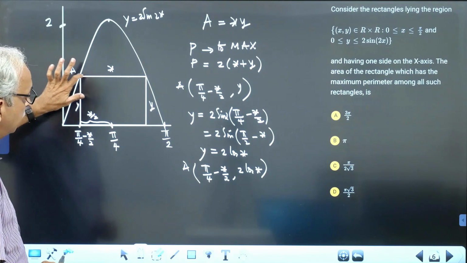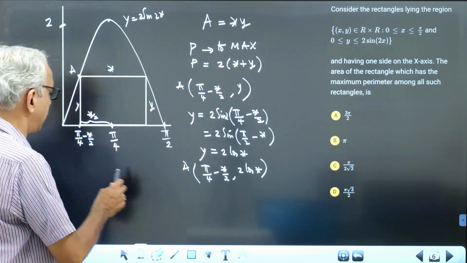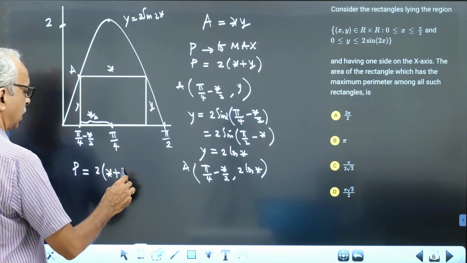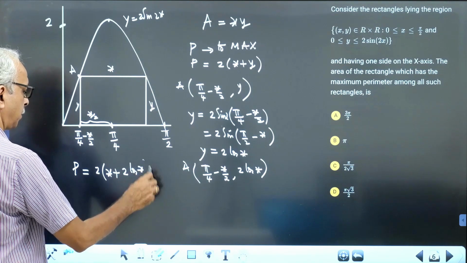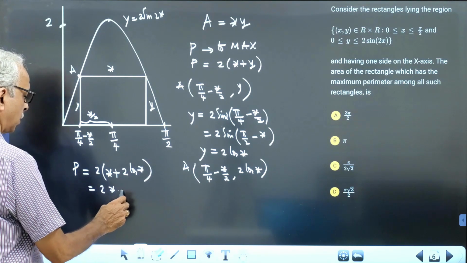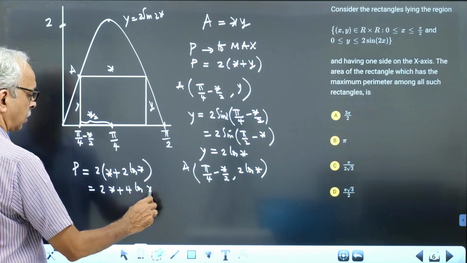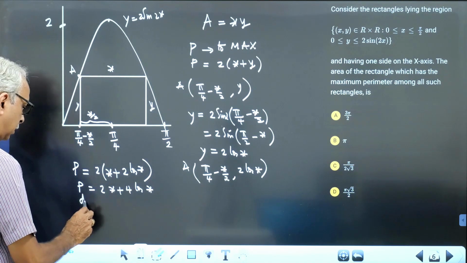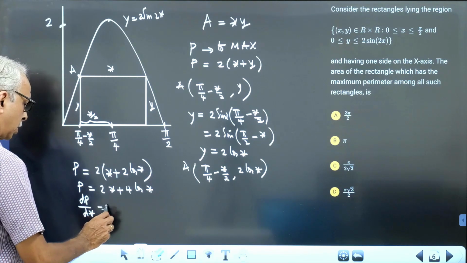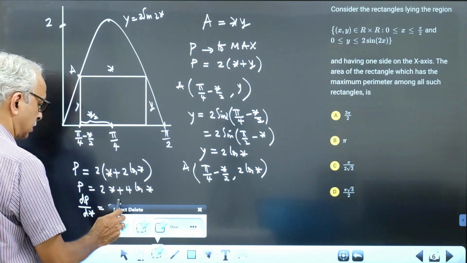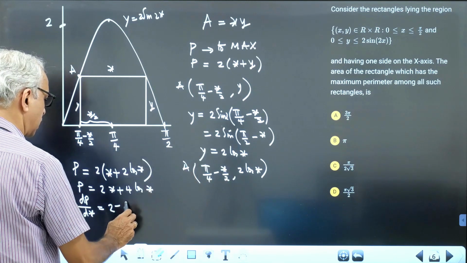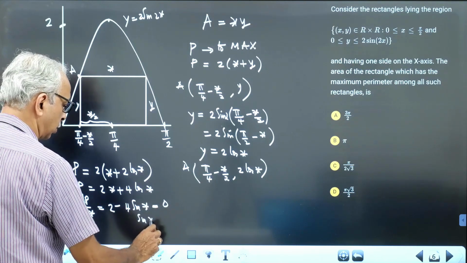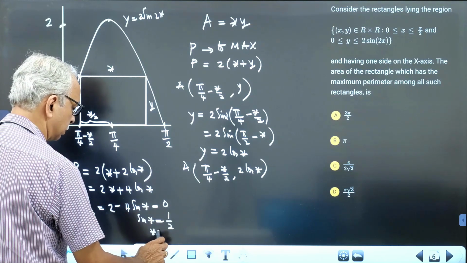Now, you got the value of A, which means you know the value of y. Therefore, P is equal to 2 into (x plus, instead of y, you can have 2 cos x). Therefore, it is 2x plus 4 cos x. This is P. Now you differentiate P. dP by dx is 2 minus 4 sin x, and equate that value to 0. You get sin x equals 1 by 2, or x equals pi by 6.